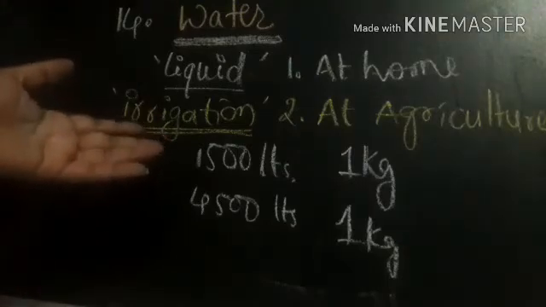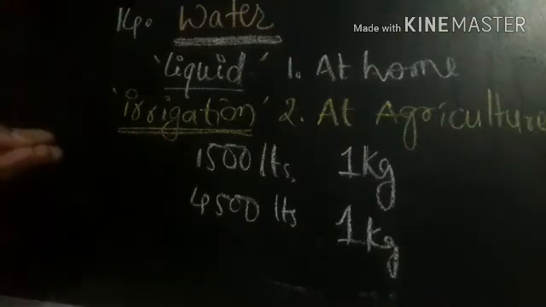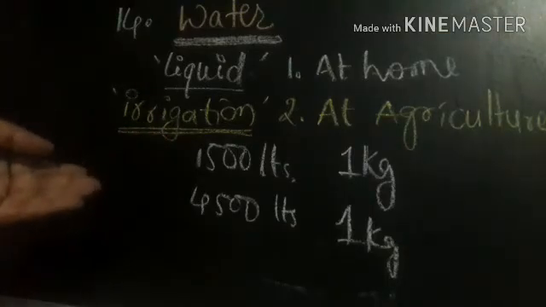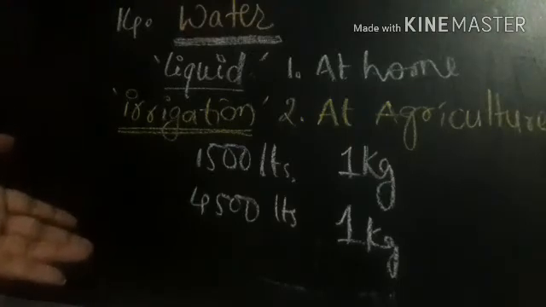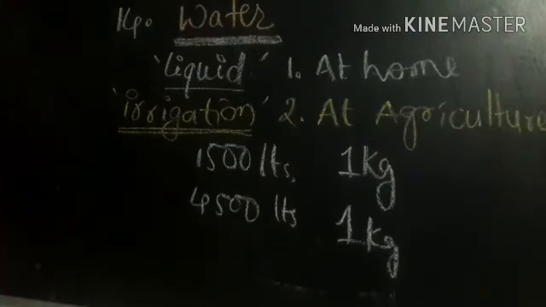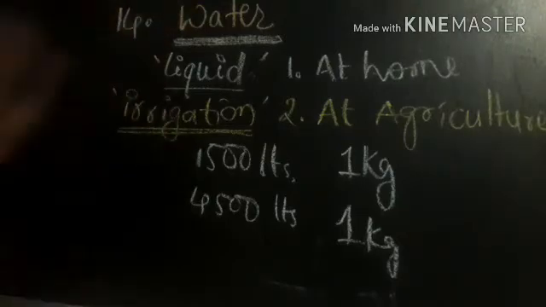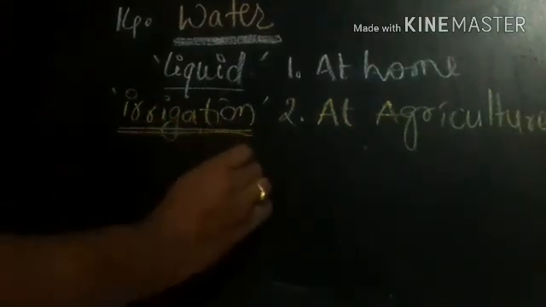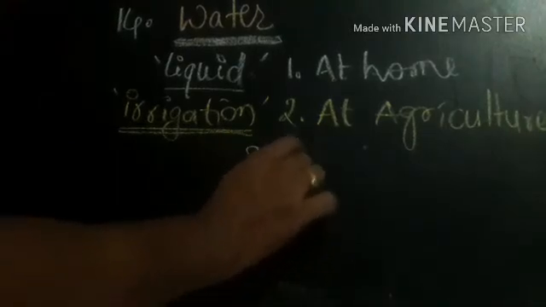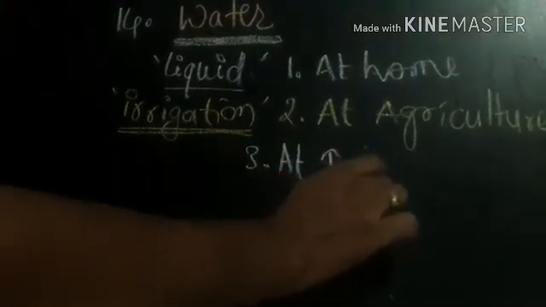So more and more water we are using. Sugar cane, wheat, rice, all require more water. So in cultivation we use water. We use water for cultivation or agriculture. And next, water is used in industries. Third one, use of water at industry level.